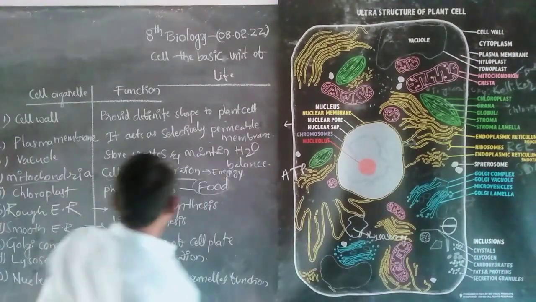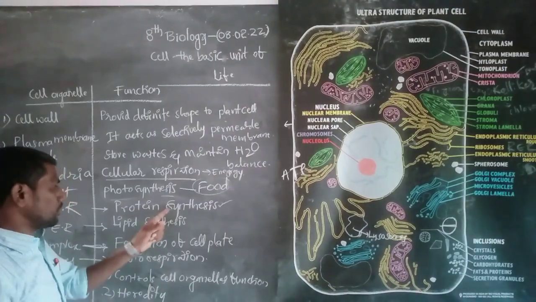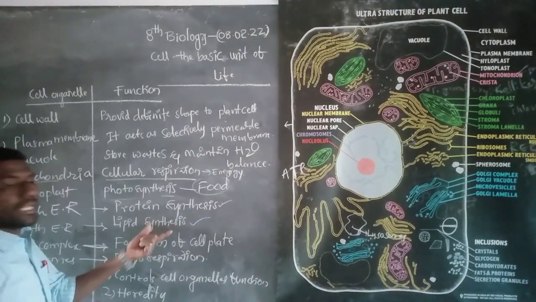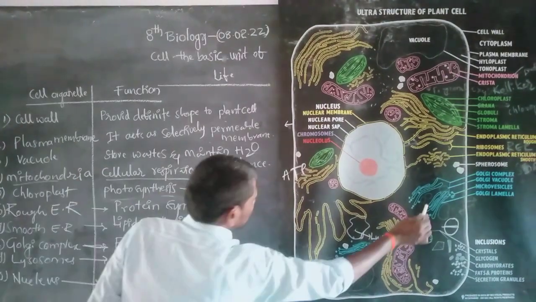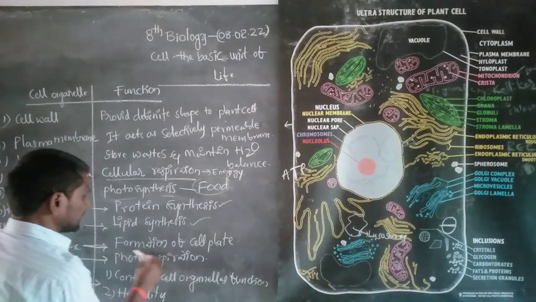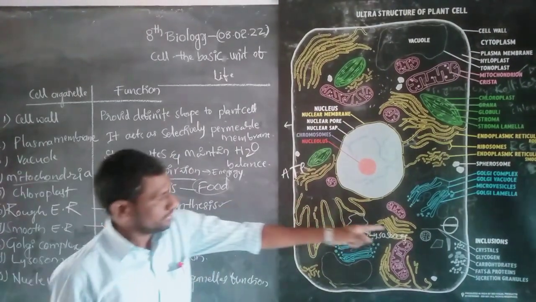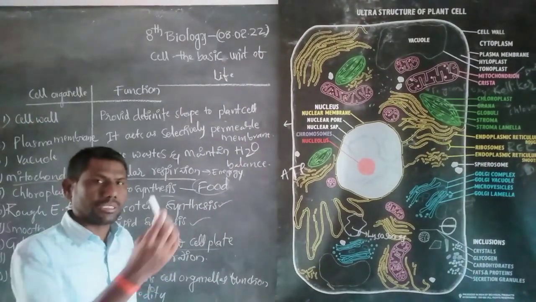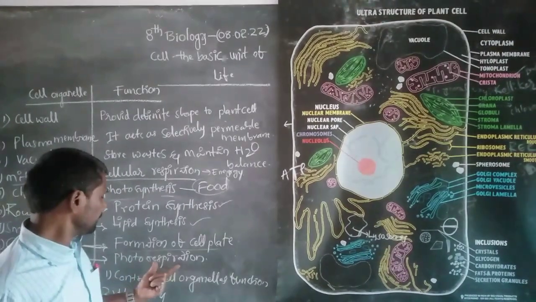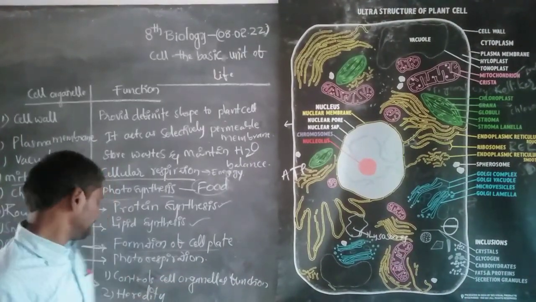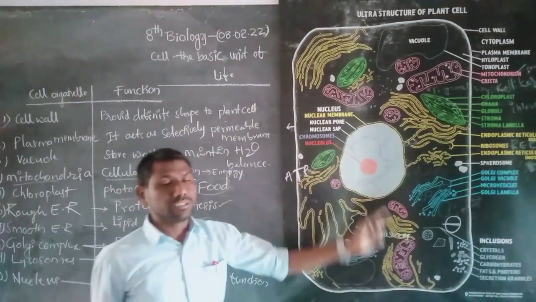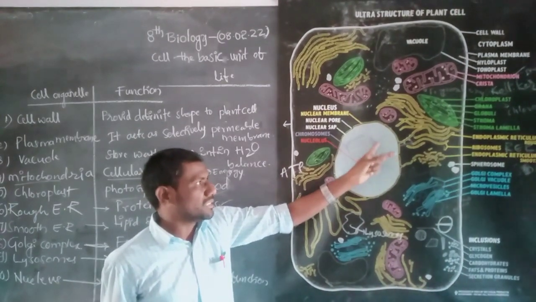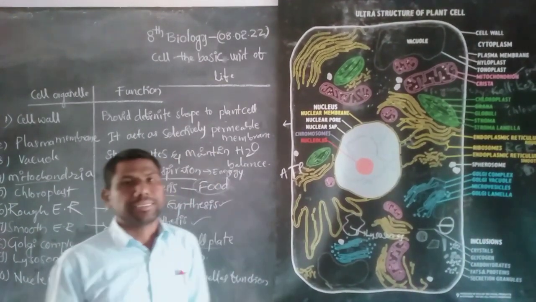It is the site for protein synthesis. Next, smooth endoplasmic reticulum: it is the site for lipid synthesis. Next, Golgi complex: it is the site for formation of the cell plate during cell division. Next, lysosomes: they are present both in plant cell and animal cell, and they participate in photorespiration. Next, this nucleus: it controls the remaining cell organelle functions, and due to the presence of genetic material, it also participates in heredity.